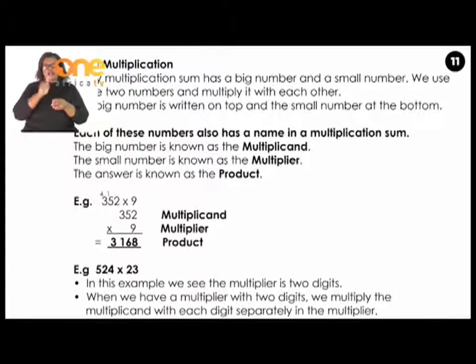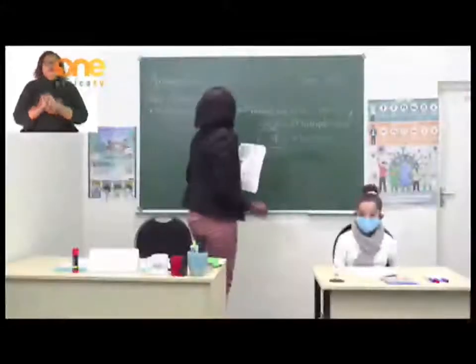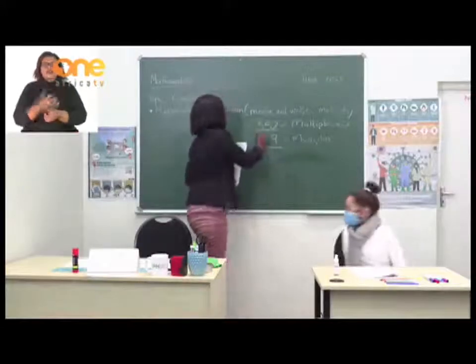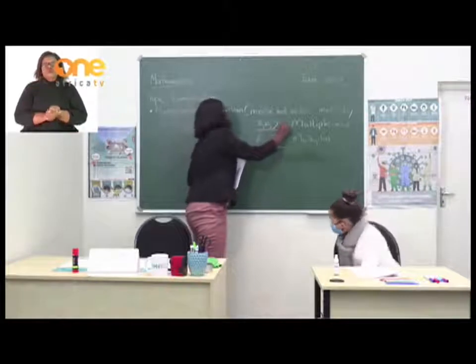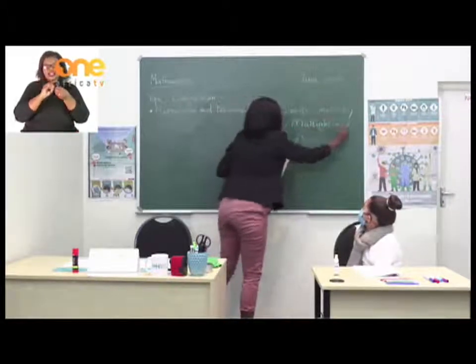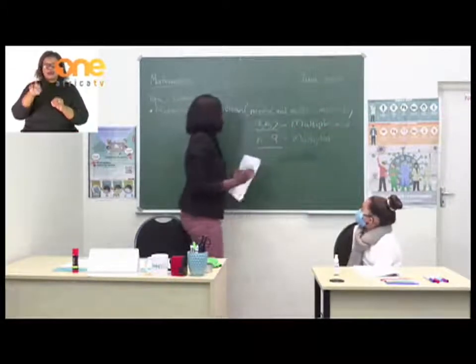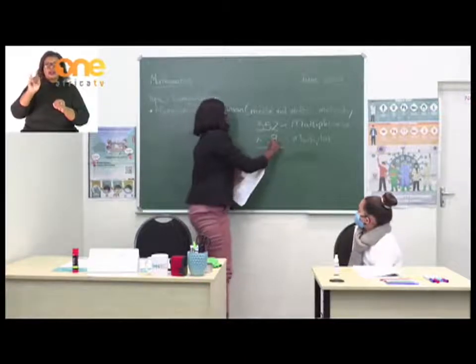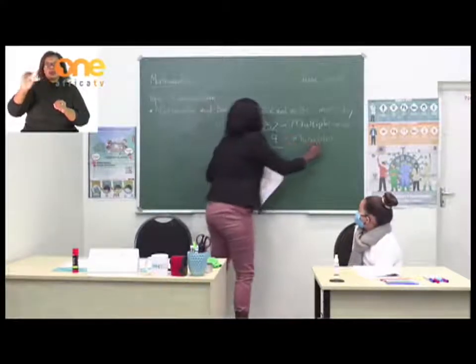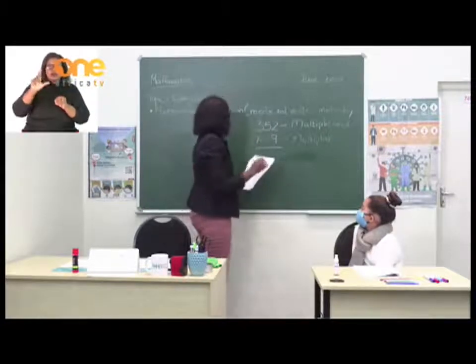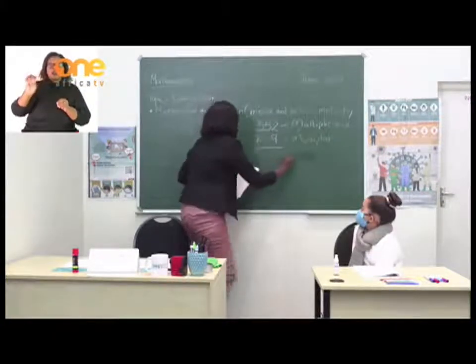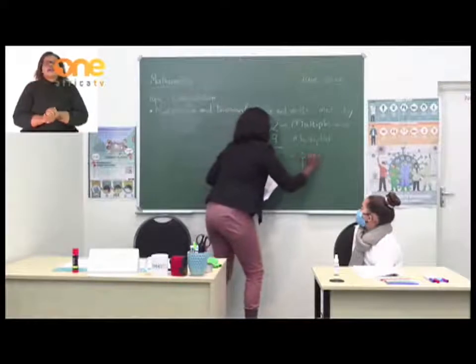Boys and girls, let's go for the first example, whereby we have 352. And this number, we call it a multiplicand. And then the smaller number, which is 9, we call it a multiplier. So we need to multiply these two numbers so that we can get our product.